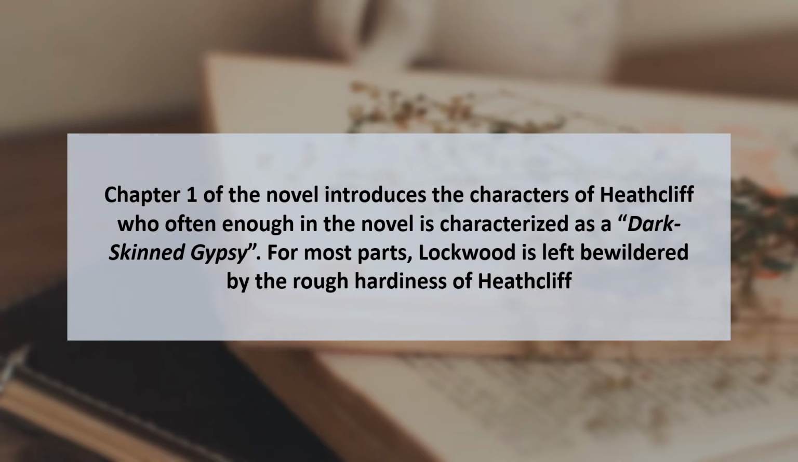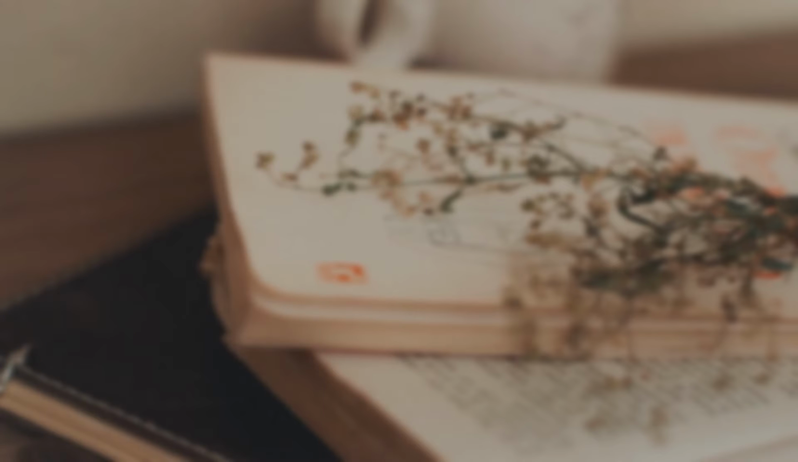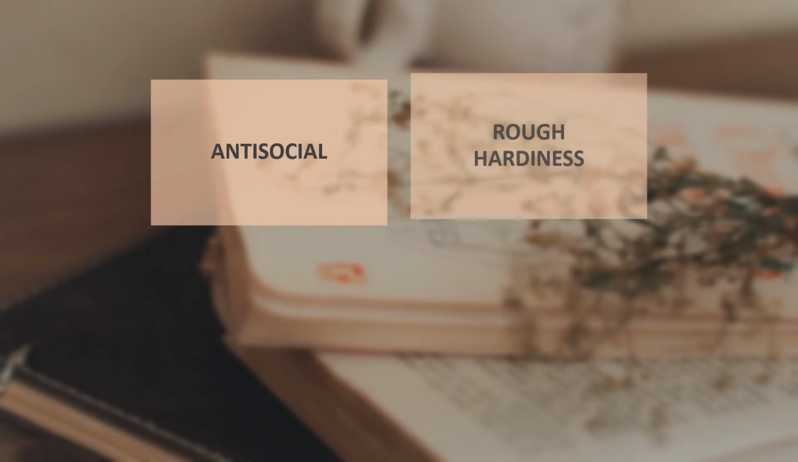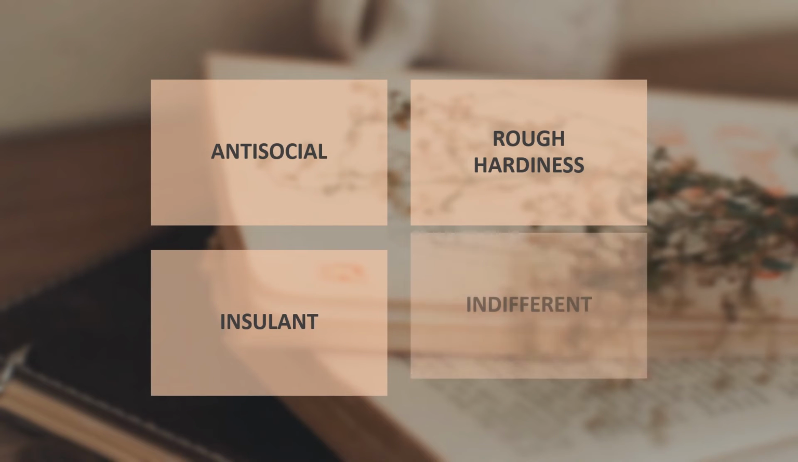So chapter 1 of the novel actually introduces the character of Heathcliff to us, who often enough in the novel is characterized as a kind of dark-skinned gypsy. For the most part, you find that Lockwood is left bewildered by this rough hardiness of Heathcliff. He cannot understand why this man is antisocial, rough, hardy, insolent at times, indifferent at others.